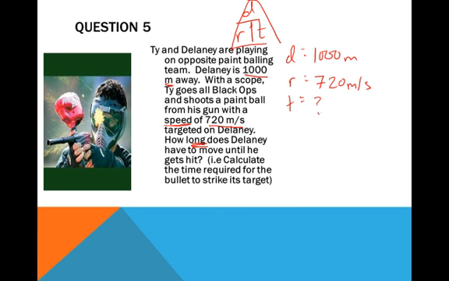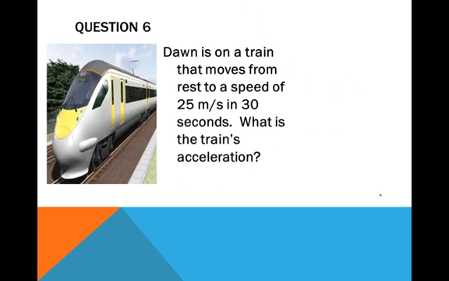So I'm going to use T equal, going back to this chart, D divided by R. So distance is 1,000 over R, 720. 1,000 divided by 720 is going to give me 1.38. Going back to my units, I had meters here, and this is meters per second. The meters cancel out, and I'm just left with 1.38 seconds.